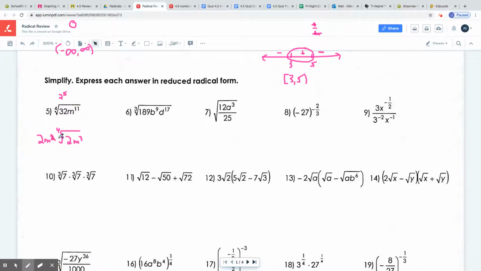So it's m squared on the outside, because there are 2 groups of 4 that can be taken out. 4 goes into 11 2 times, remainder of 3. So 2m squared, 4th root of 2m cubed.